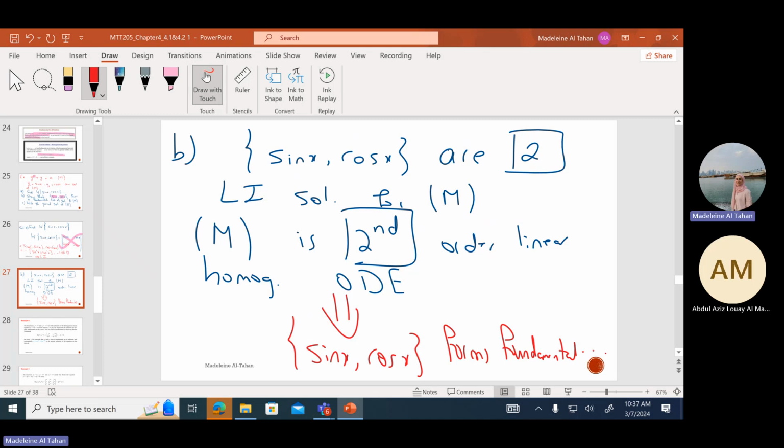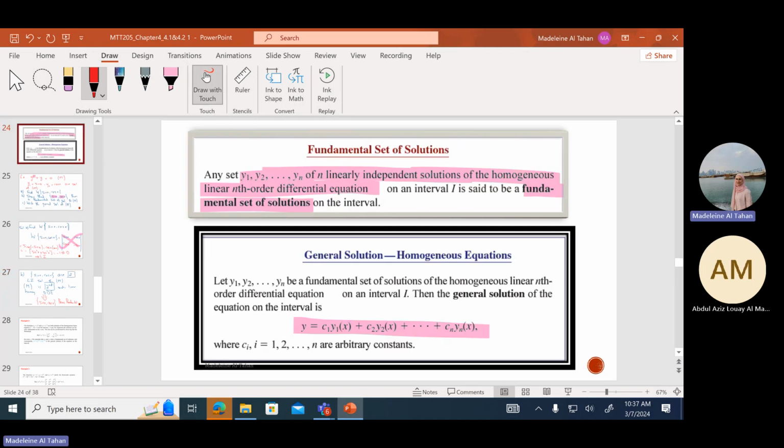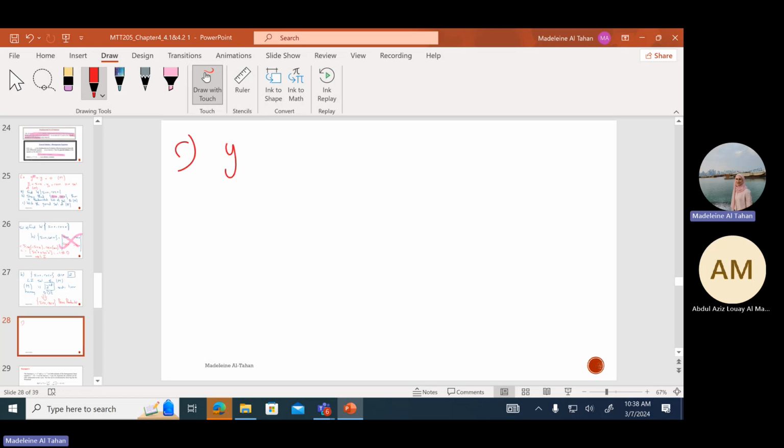Okay, how can we write the general solution now? Let's go back to this one. How do we write the general solution? y equals c1 y1 plus c2 y2. And what's y1 and y2? Sin x and cos x. Perfect. So the general solution is y equals c1 sin x plus c2 cos x. Is it clear?